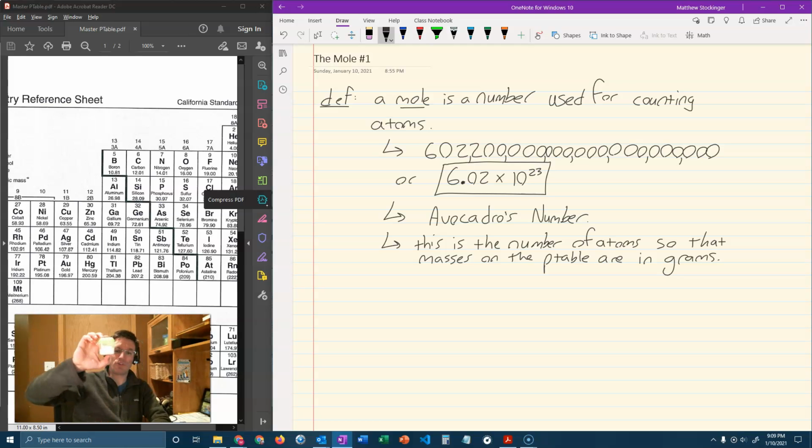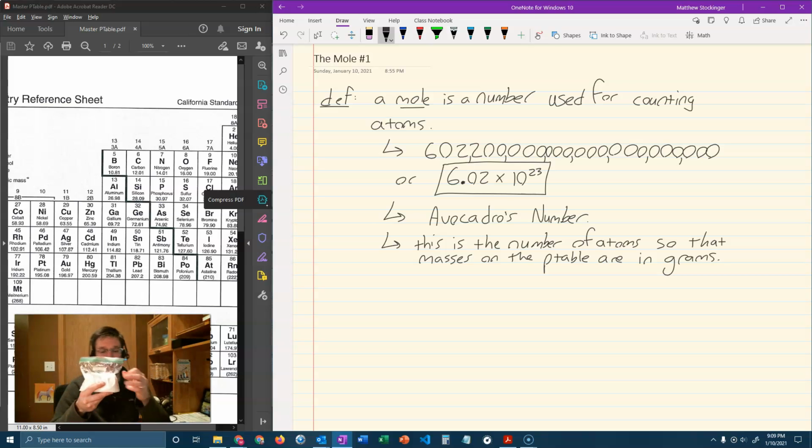Here's sodium chloride. Same deal, it has the same number of particles of sodium chloride as this has water. This is Avogadro's number of formula units of sodium chloride. It's a mole of sodium chloride.